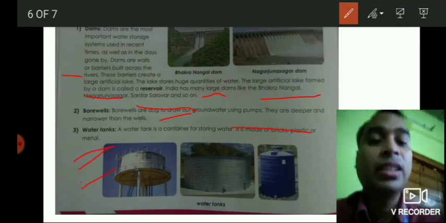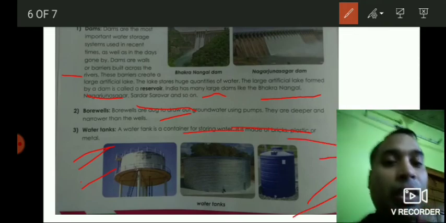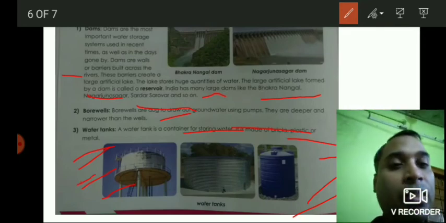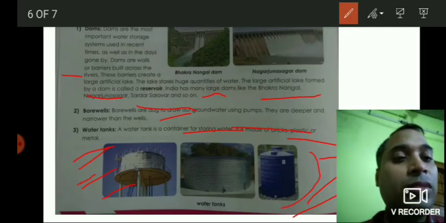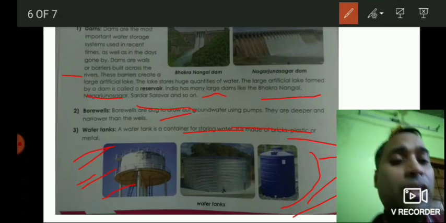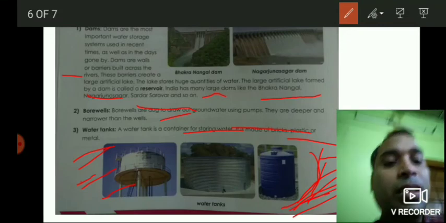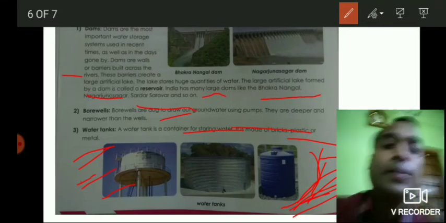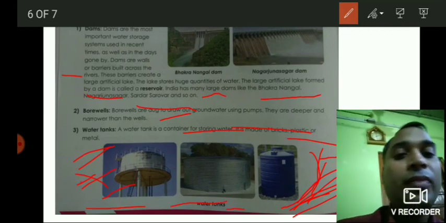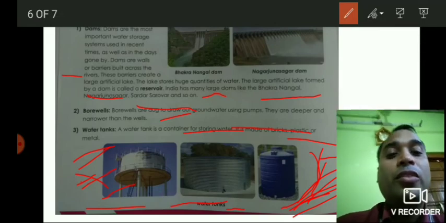Of course, these are quite common to see in the households. So these are some big water tanks used for industries. Then these are common tanks which are seen in the houses. So they are domestic water tanks, and these are some commercial water tanks used for industries. So these are some of the new ways of storing water.